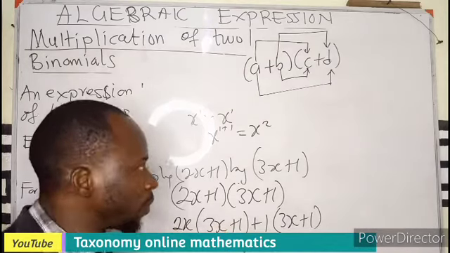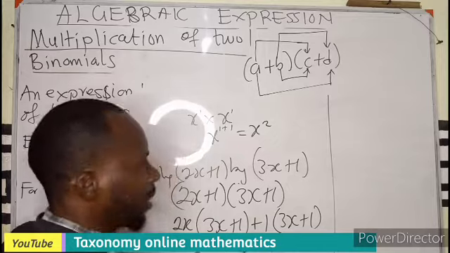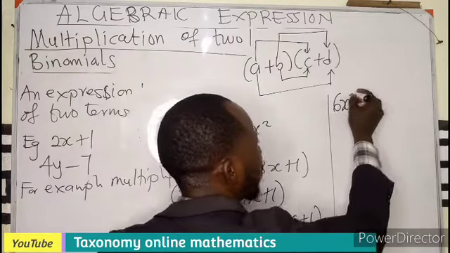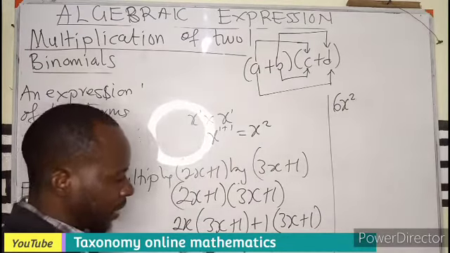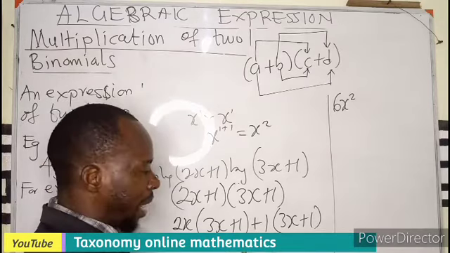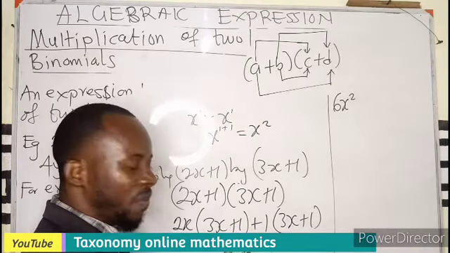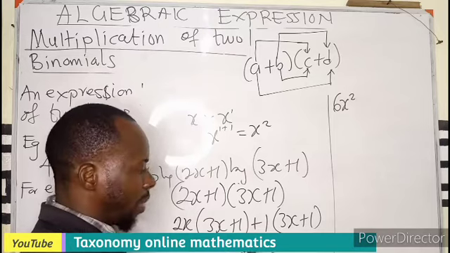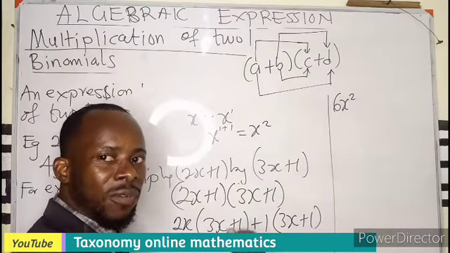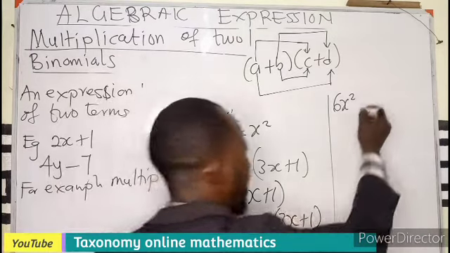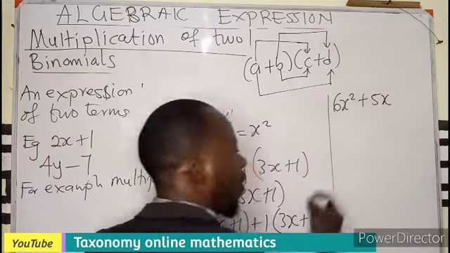You can add them. So this is going to be 6x squared being maintained. Then 2x plus 3x, as in 5 books, 3 books plus what? 2 books. That will give you what? 5 books. So in this case, I have 5 of the x.